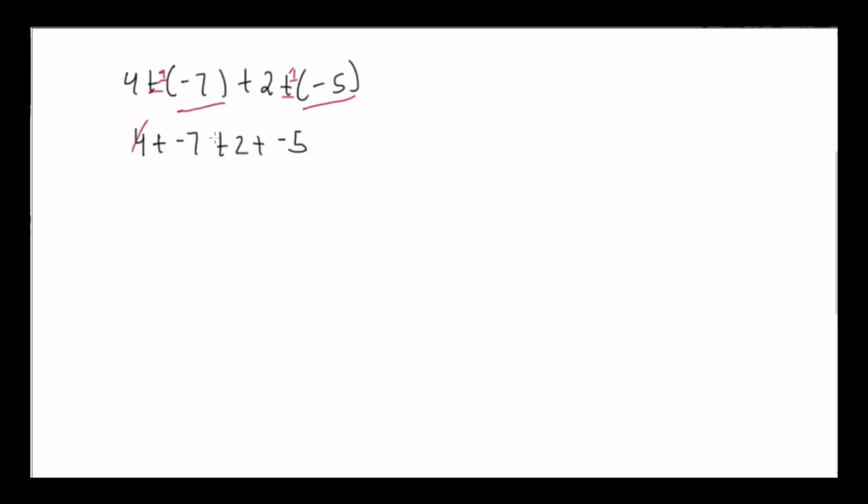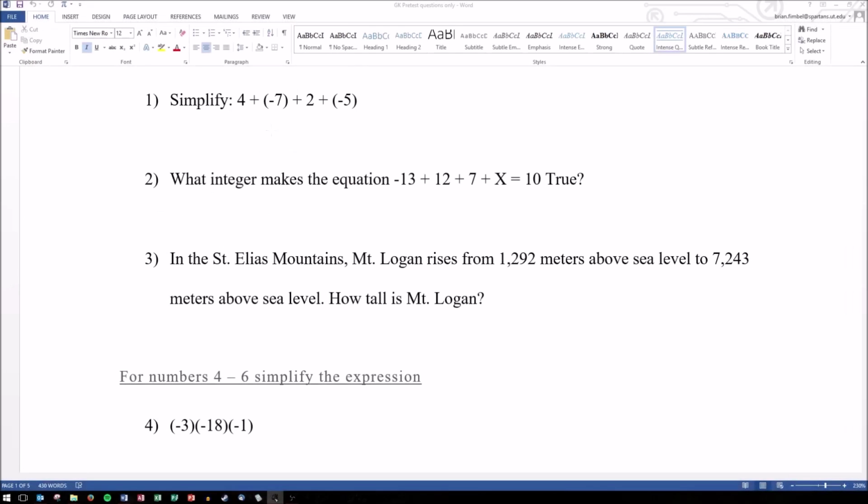So I'm going to combine 4 and 2 to get 6. Then I'm going to combine -7 and -5 and end up at -12. We had a plus sign here, so we're going to go ahead and put the plus in. 6 plus -12 leaves me at -6. That is how you do number 1. Alright, let's switch over to number 2 real quick.